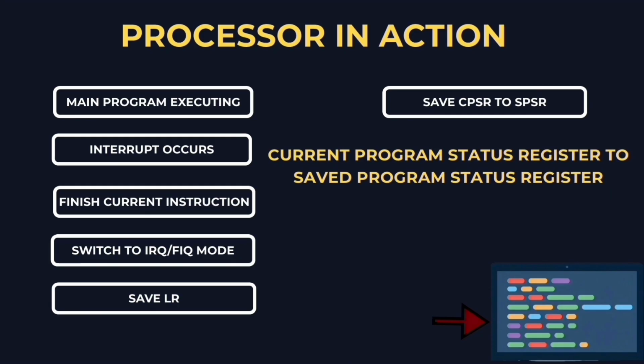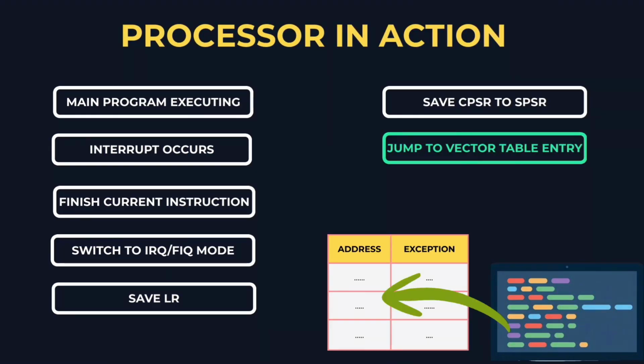In ARM7, that is LPC2148, the mode switch to IRQ or FIQ, updation of link register, saving CPSR to SPSR, all these operations are carried out as one single uninterruptible operation. I have written it as three different steps just for your understanding. The processor then jumps to the vector table entry for that interrupt.